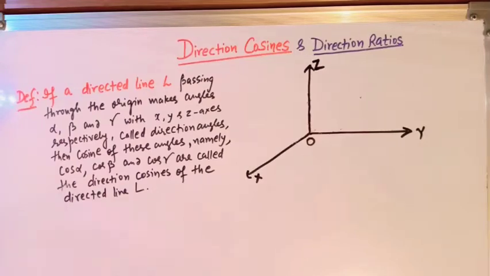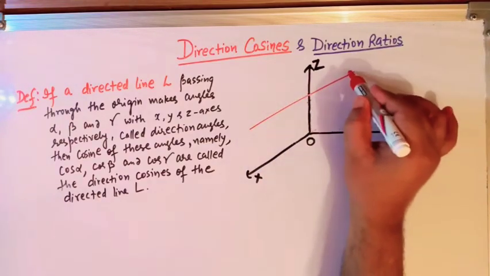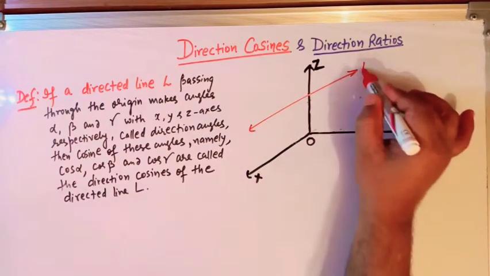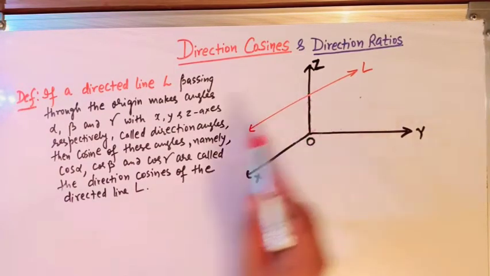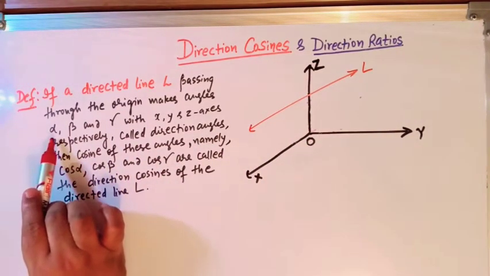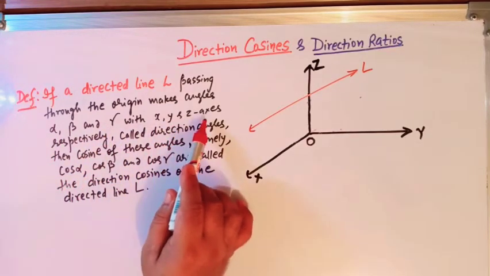Hello viewers, in today's lecture we are going to take up an important concept in three-dimensional geometry, that is the concept of direction cosines and direction ratios. Viewers, let us suppose that we have a line, say this is a line, right? And suppose this line makes angles alpha, beta and gamma with the x, y and z axis.